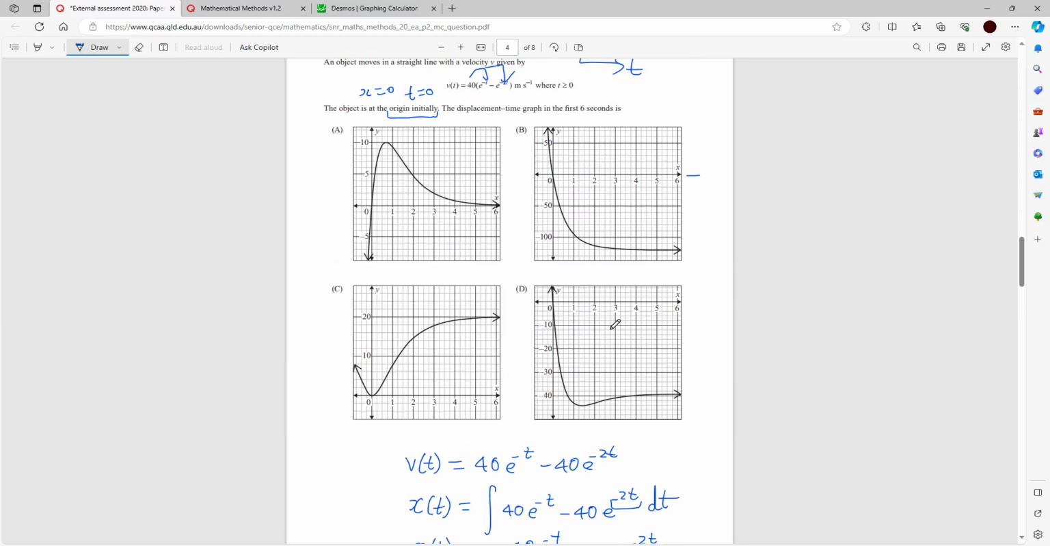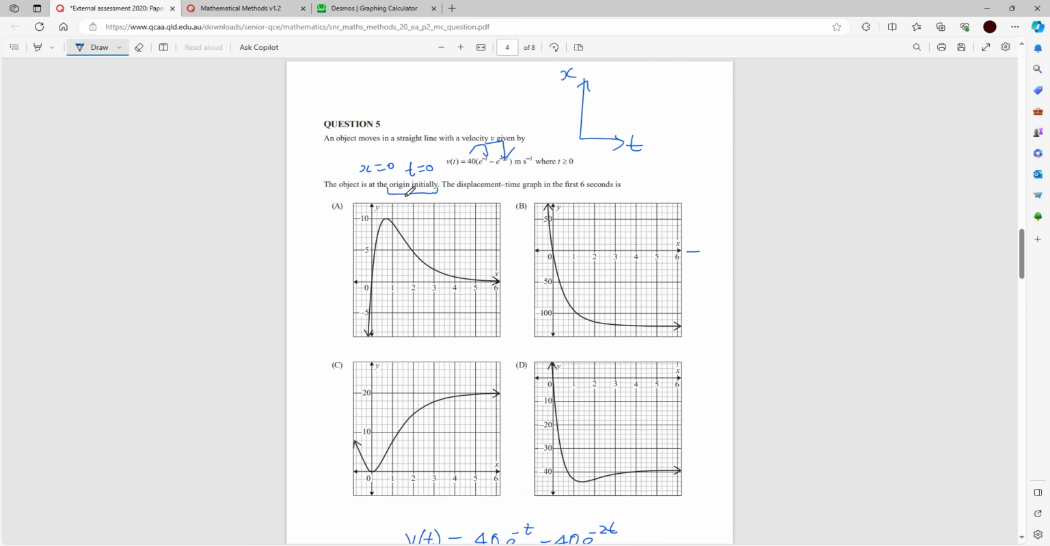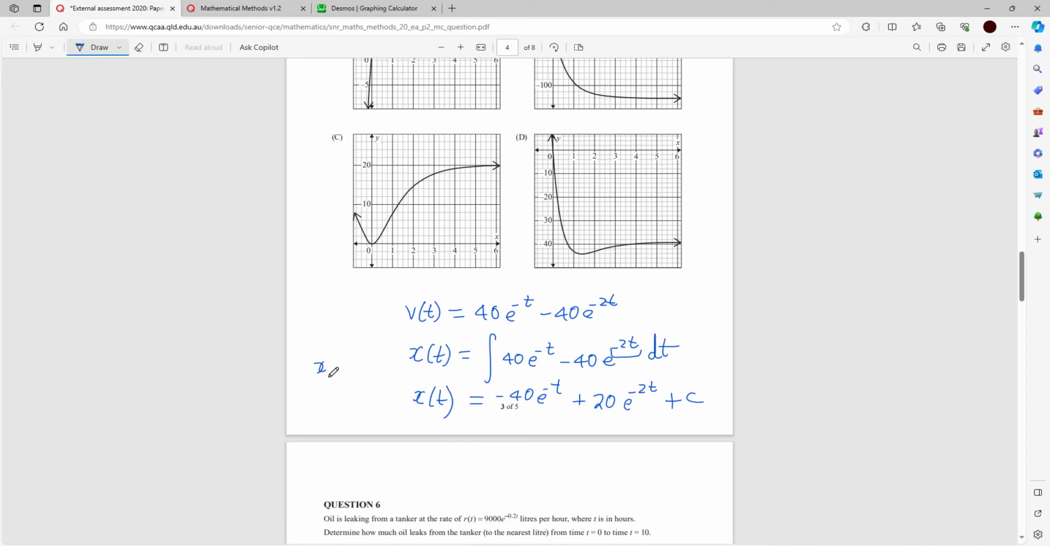Now, what did we say? We said it was originally at the origin, so when x equals 0, t equals 0. So that would be our initial condition, so when x equals 0, t equals 0. So I'm going to put 0 into here. I'm actually going to rub this stuff out because I've run out of room.